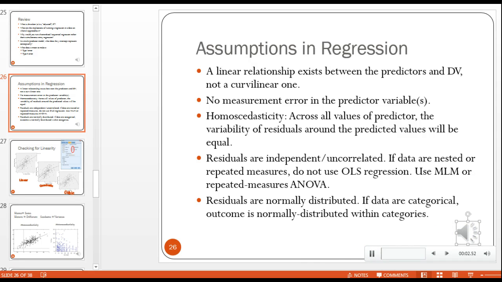Let's switch gears now and talk about the various assumptions in regression. It's important to know what these are. There are 4 or 5 of them. And it's important to know that these assumptions need to be met in our data in order to have the most accurate results that we can.